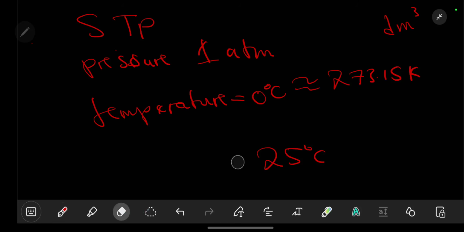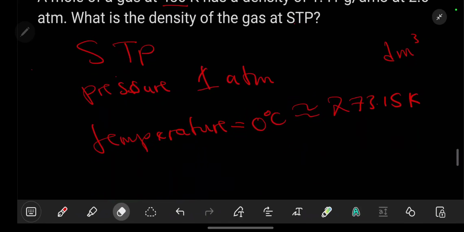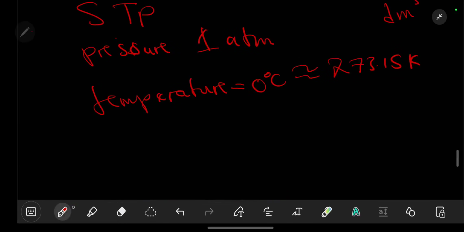So now what we are going to have is that for this one, for that one where we have our density.